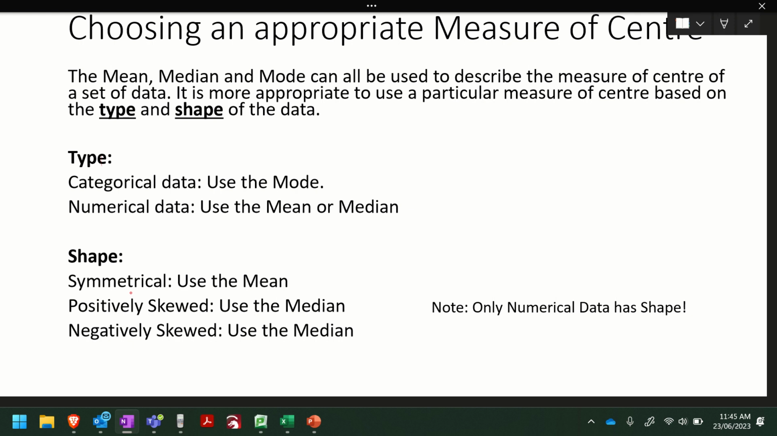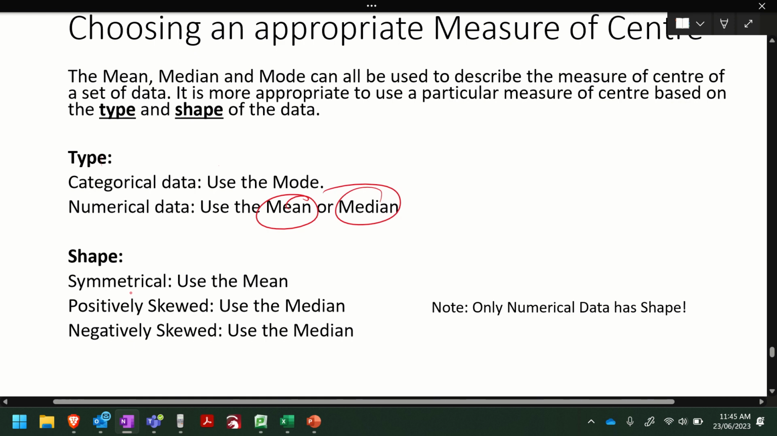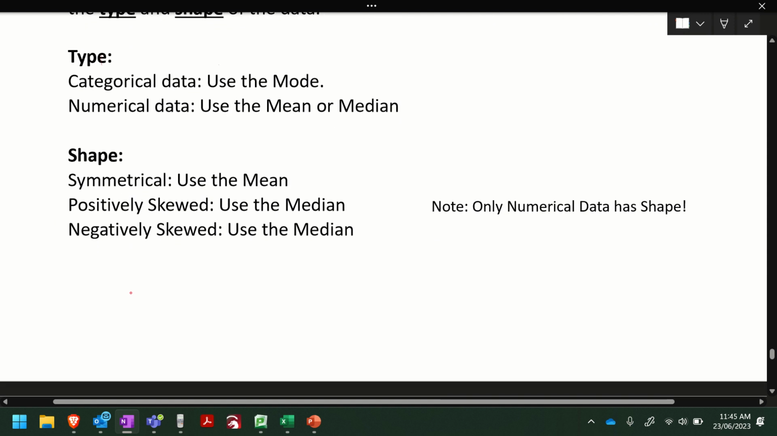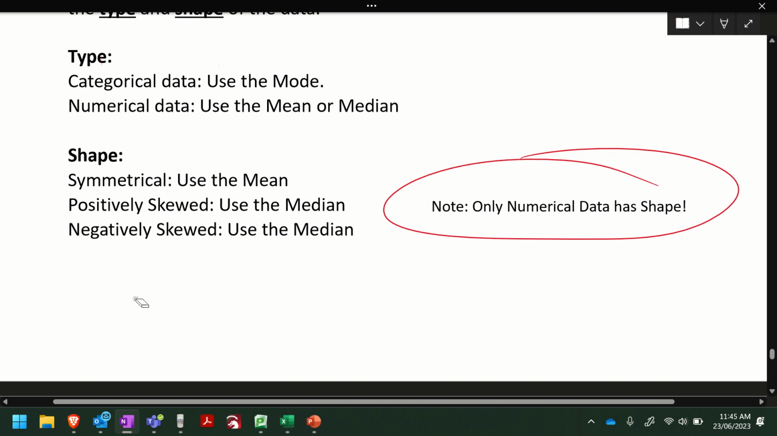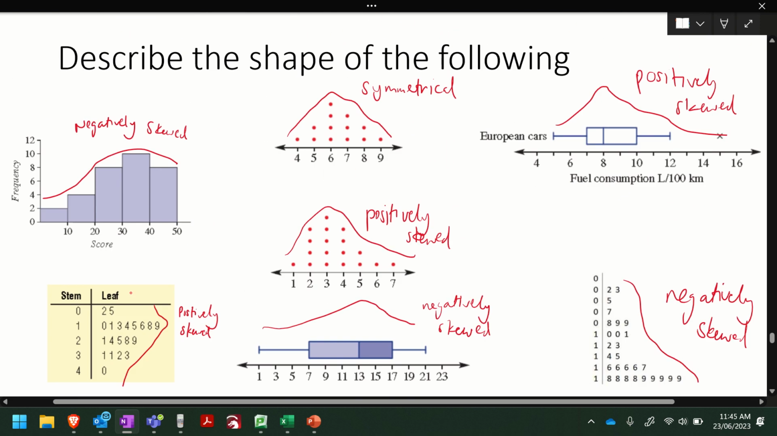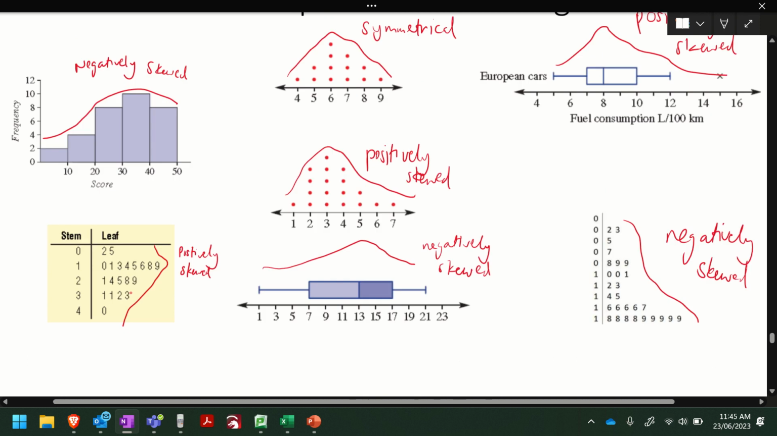So when it comes to numerical data, that's when the mean or median is good. You can also say the mode, but it's not the best. So the best to use for categorical data is the mode. The best to use for numerical is going to be mean or median. Now, the other thing you're looking at is the shape. When it comes to shape, it's only numerical data that has shape. Categorical data doesn't have shape. So we're just looking at data like this when it comes to the shape.